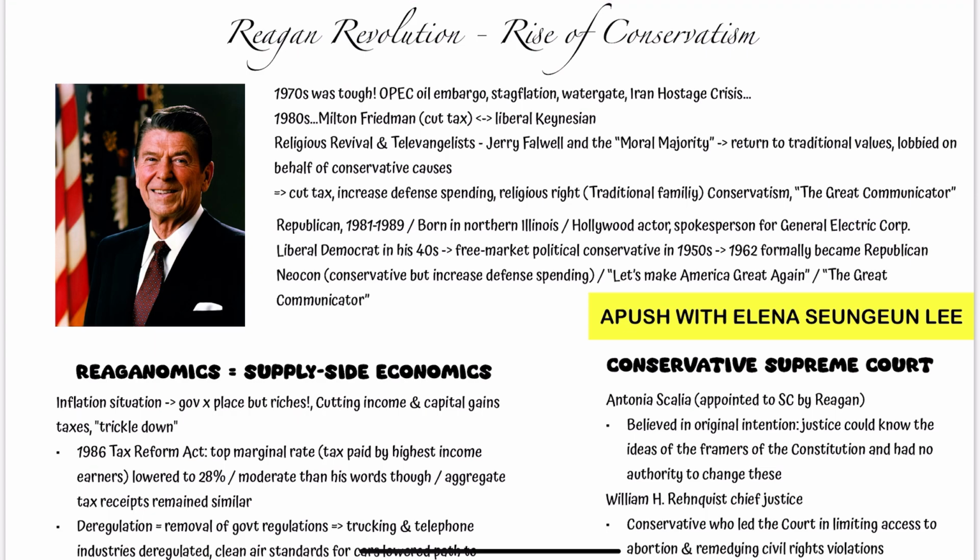It's also interesting that he changed political affiliations. He was a liberal Democrat in his 40s, but then he became a free market political conservative in the 1950s, and then in 1962 he formally became a Republican. He is also a neocon, meaning that he is conservative in terms of economics, like cutting federal spending, but he advocated for an increase in defense spending. And his famous line, "Let's make America great again," became a rallying cry for conservatives.